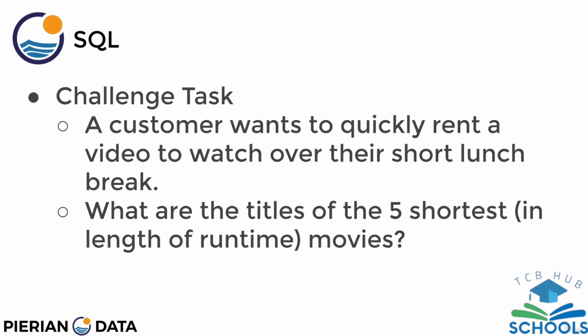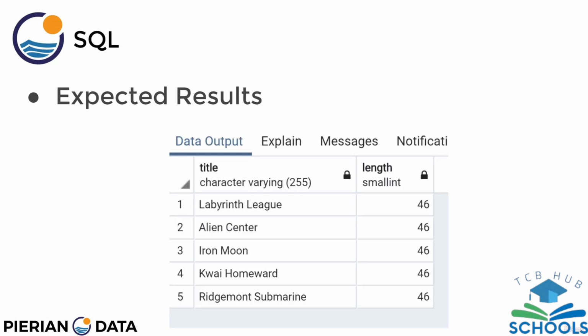Okay, here comes the expected result. So the expected result are these 5 movies, and if you want, you can see the actual length of those movies is 46 minutes each. So you should get these 5 titles.